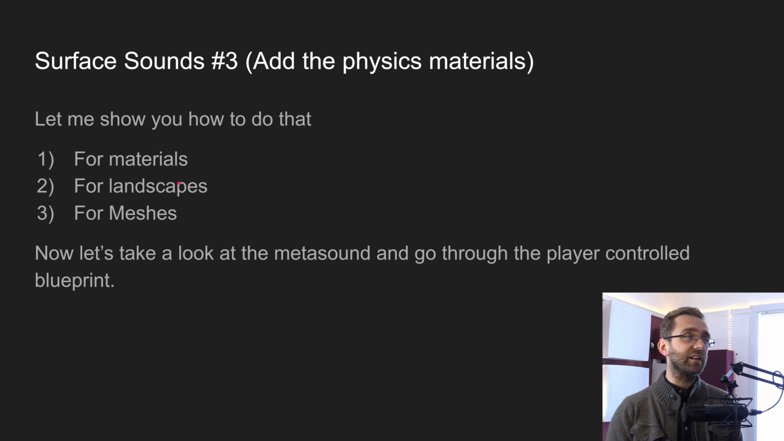Well, we want to be able to say this physical material is grass. But let's say we have painted onto that landscape a different material. Well, in that case, we want to be able to say that this physical material is something else. Say for instance it's loose gravel. So hopefully that all makes sense. I'm going to show you how we do that now.